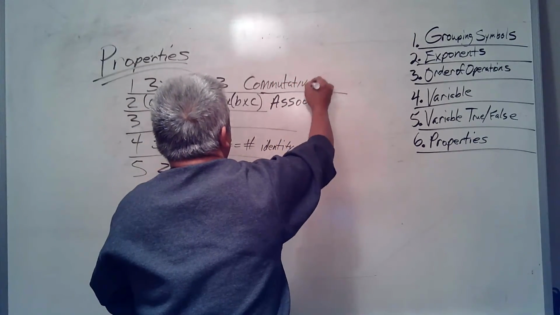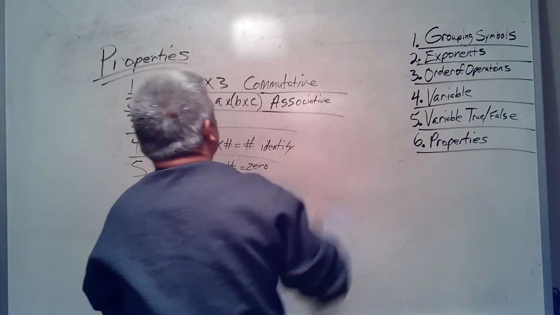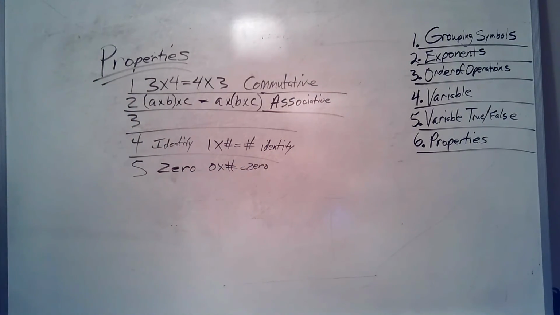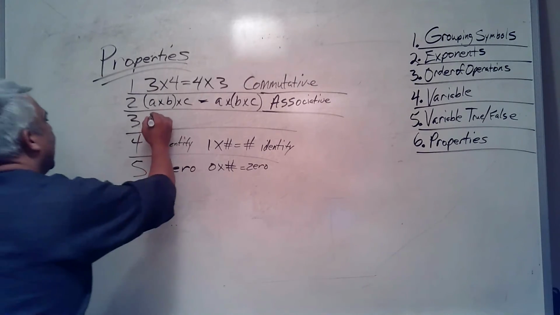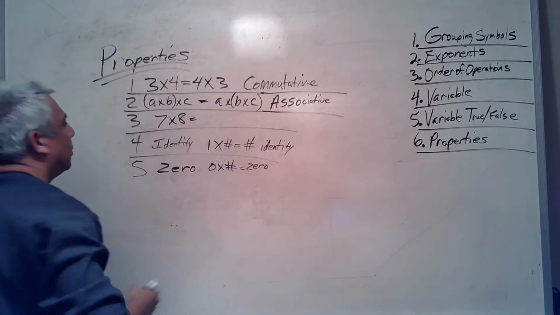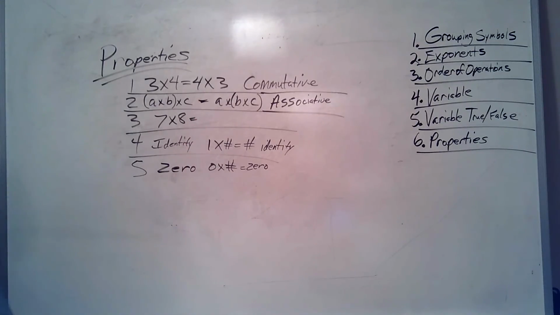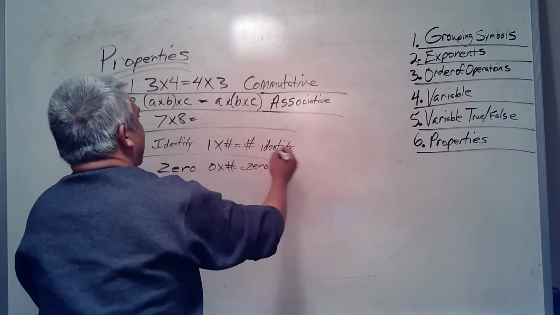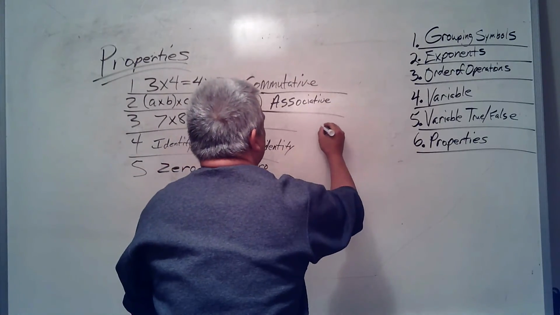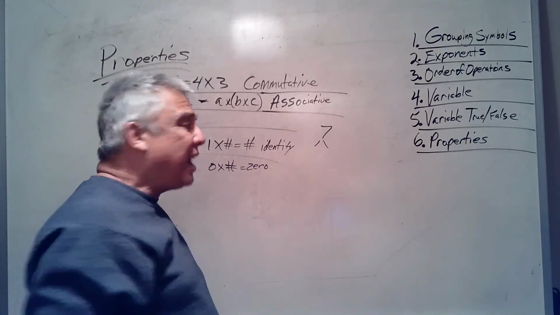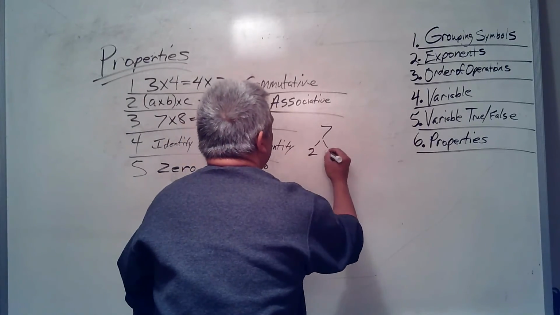Mutative. Alright, commutative. Associative. And our last one, it's the hardest one of them, but it's really not that bad. If I said 7 times 8 is equal to what? Oh, I don't know my 7 times 8. That's okay. Because we're going to take that 7. I'm going to come over here. I'm going to take that 7. I'm going to break it. I said I'm going to do what? Break it. I'm going to put a 2 here. I'm going to put a 5 here.